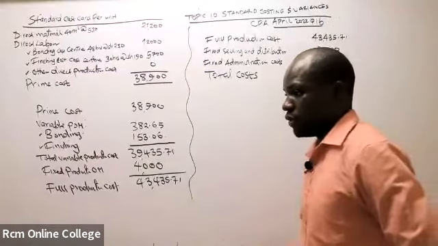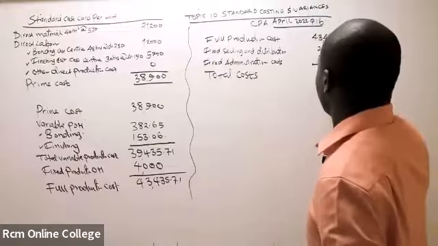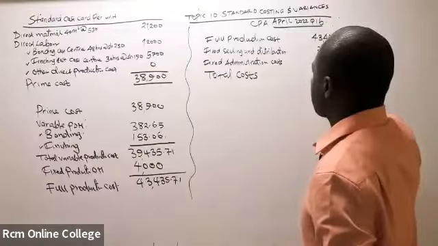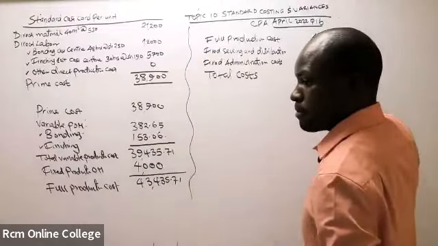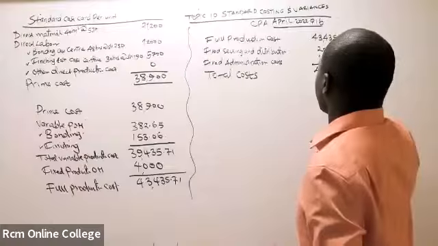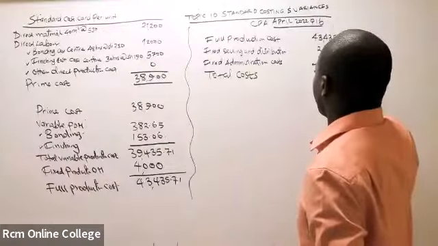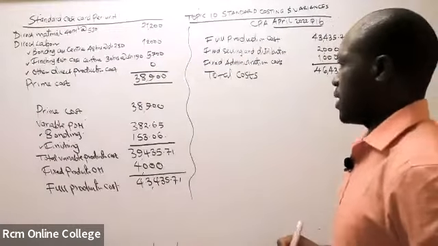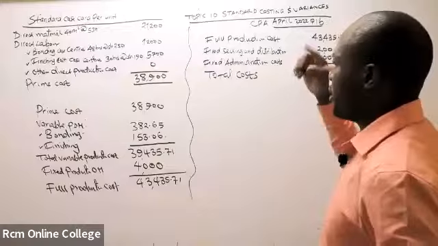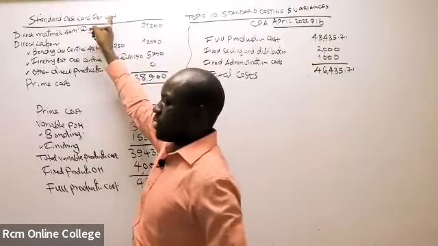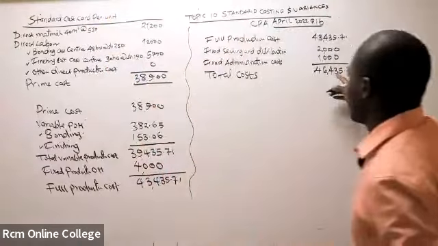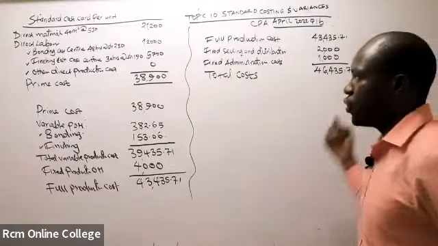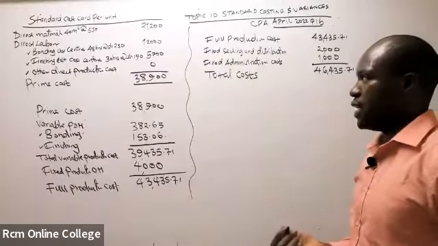Are we together? 46,435.71. Good. That is the total cost per unit. Standard cost card per unit. If you try to take this total cost per unit, multiply by 9,800, you are going to get total cost for all the 9,800 units.